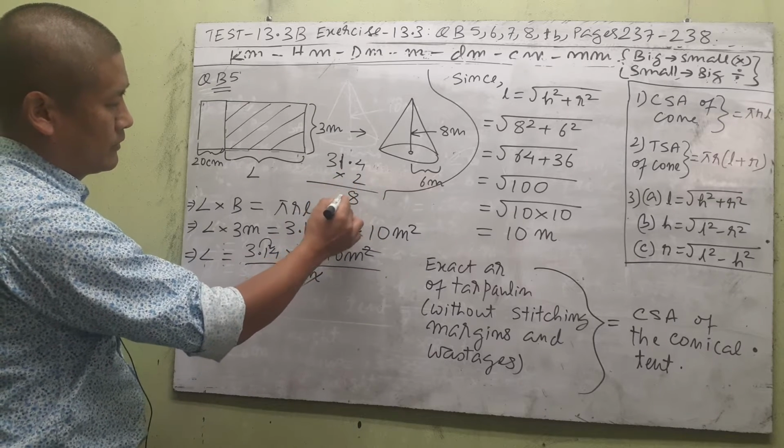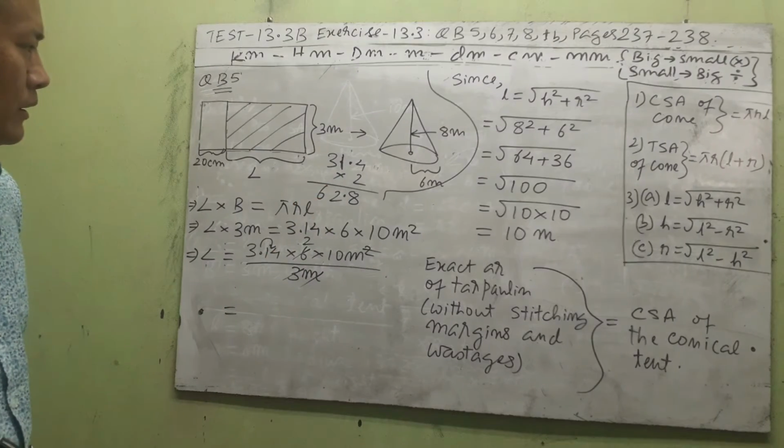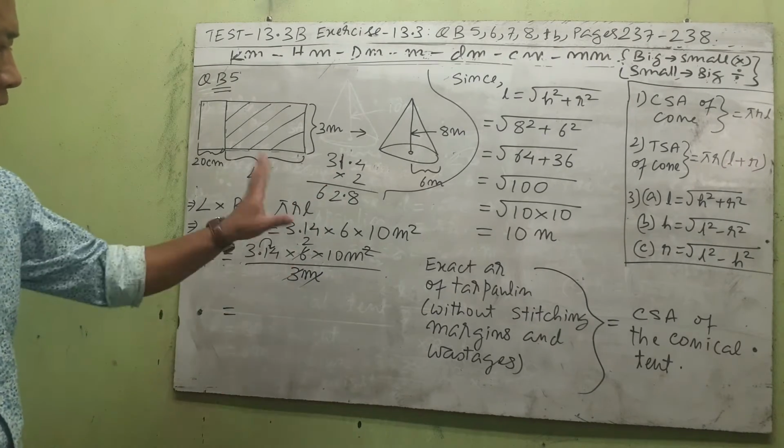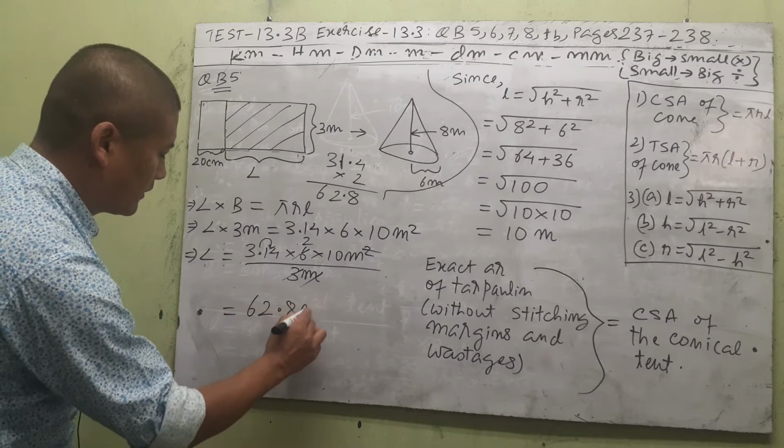Then multiply by 2 is our answer. 2 4s are 8, 2 1s are 2, 62.8. So we write here the exact length required is 62.8 meter.